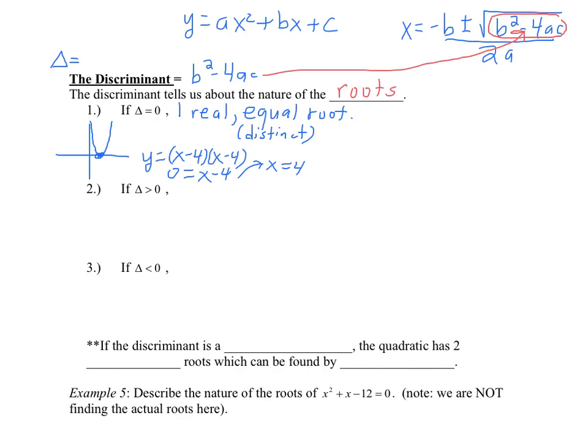So expect that if your discriminant is equal to 0. Okay? So it's going to be touching the x-axis in one spot. So we have one real equal root anytime the discriminant is equal to 0.